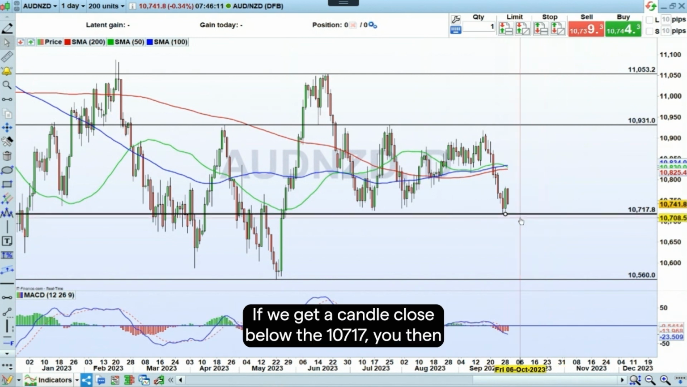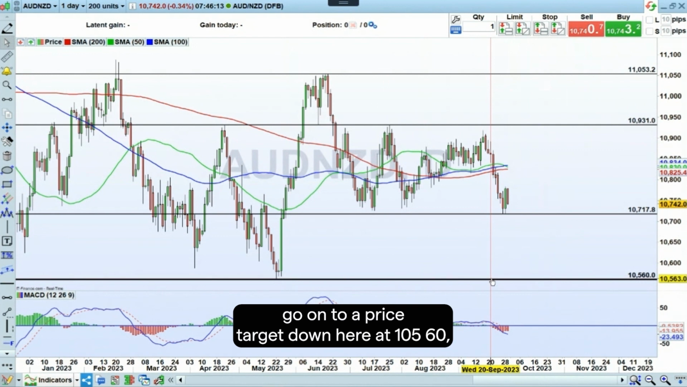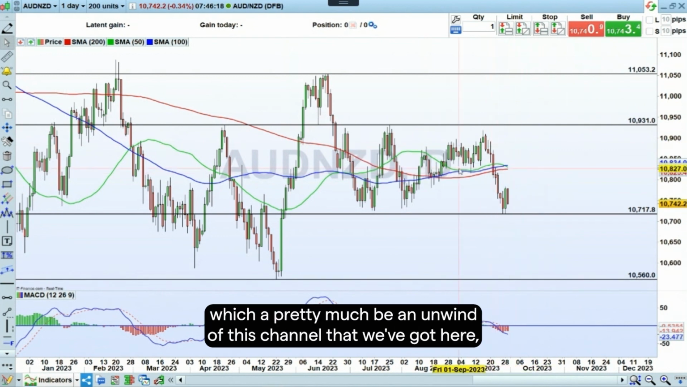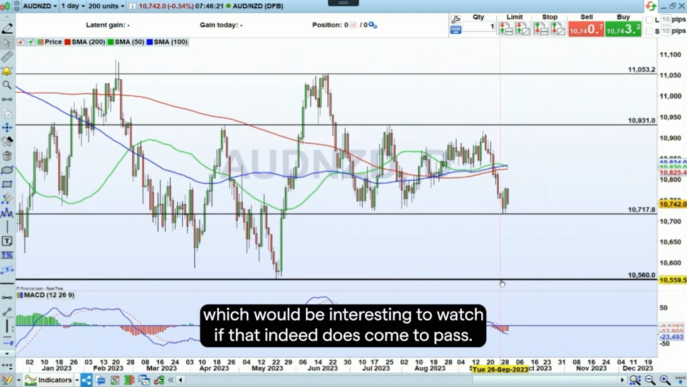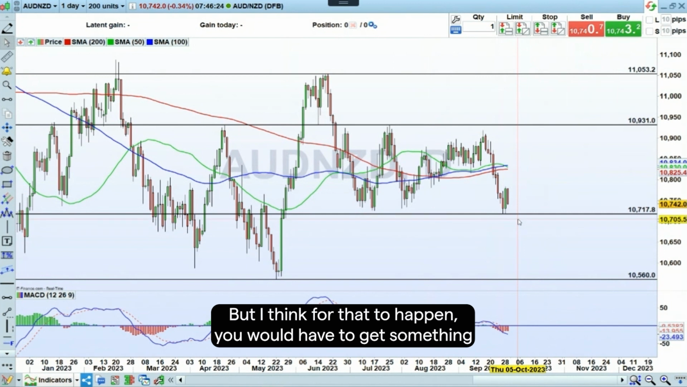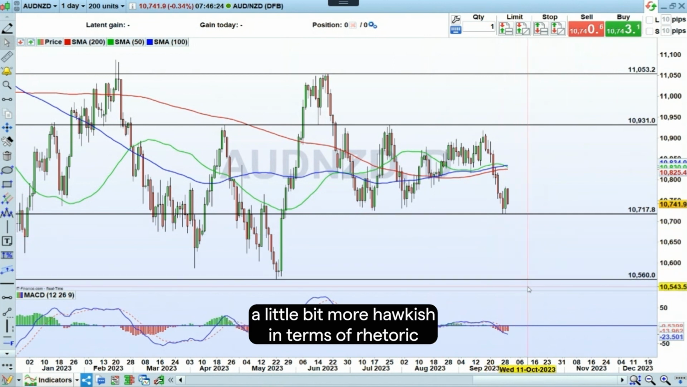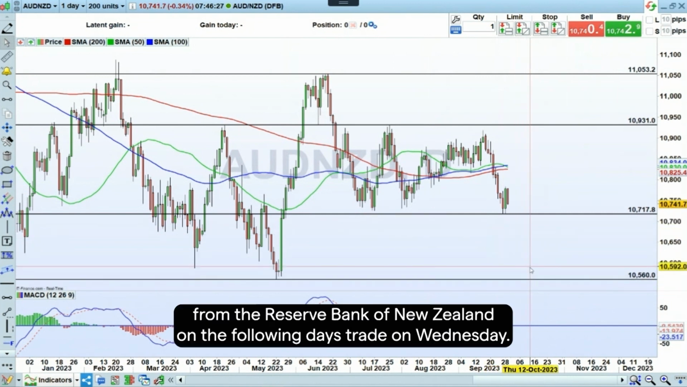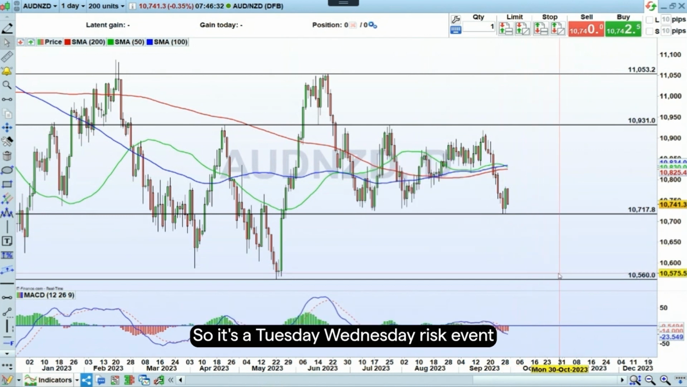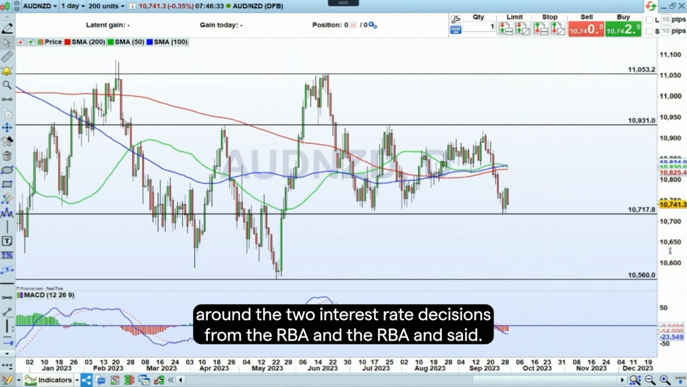And if you get a candle close below the 107.17, you're on to a price target down here at 105.60, which would pretty much be an unwind of this channel that we've got here, which would be interesting to watch if that indeed does come to pass. But I think for that to happen, you would have to get something a little bit more hawkish in terms of rhetoric from the Reserve Bank of New Zealand on the following day's trade on Wednesday. So it's a Tuesday, Wednesday risk event around the two interest rate decisions from the RBA and the RBNZ.